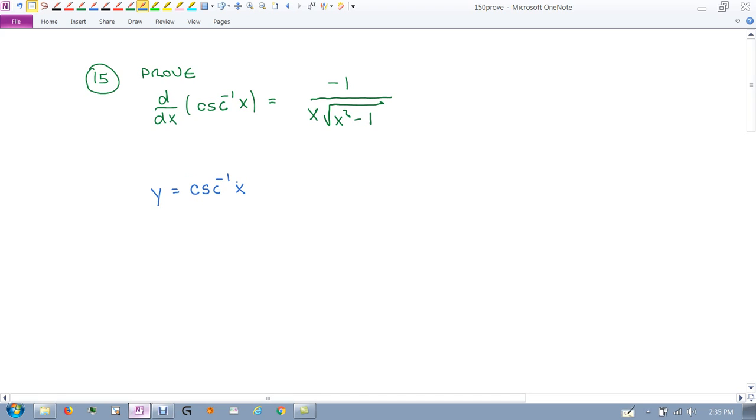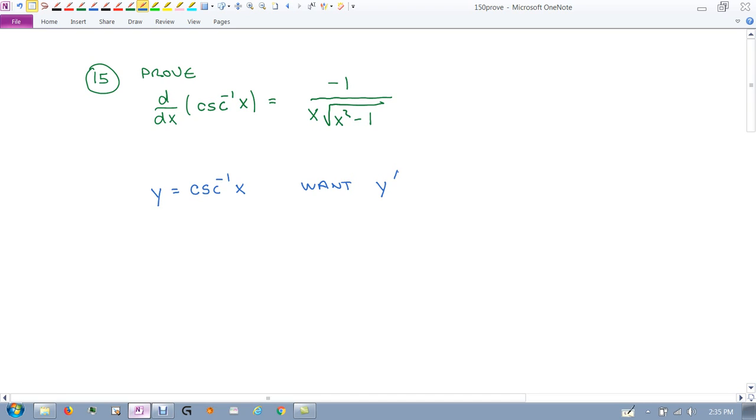We want to prove that the derivative with respect to x of cosecant inverse of x is equal to -1 over x times root x squared minus 1. I'm sure I did one of these in class, so let me show you the standard setup for this. We're going to call y equal to cosecant inverse of x. So we want y prime, or the derivative of y with respect to x, however you want to look at it.